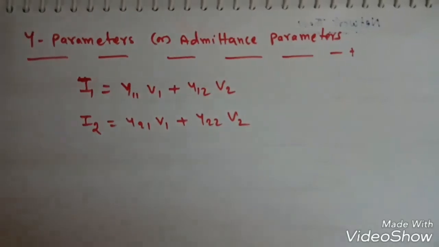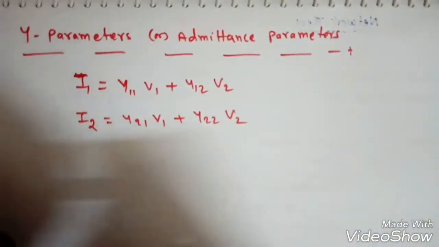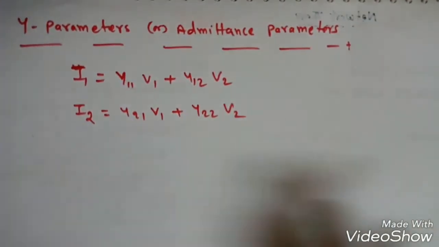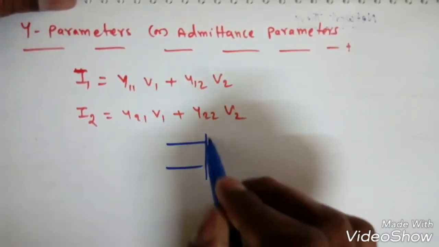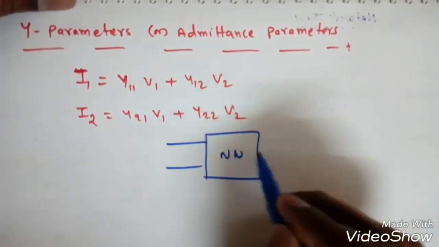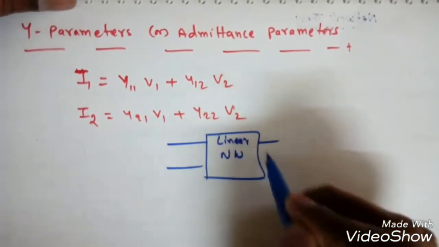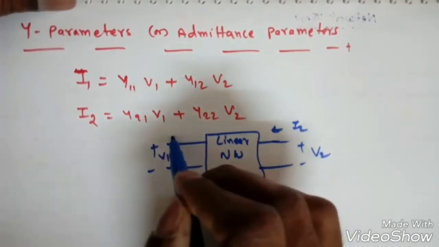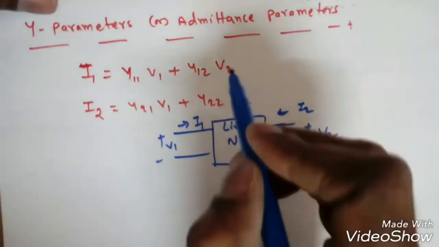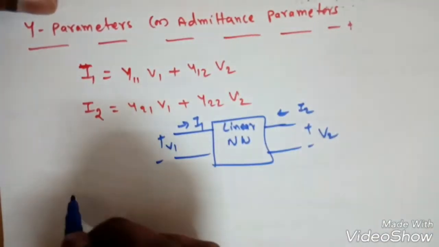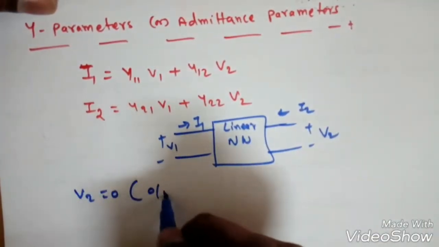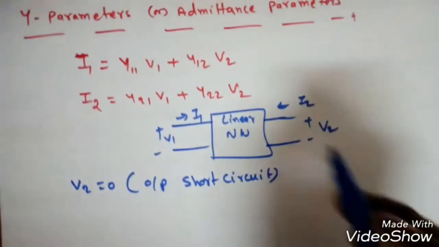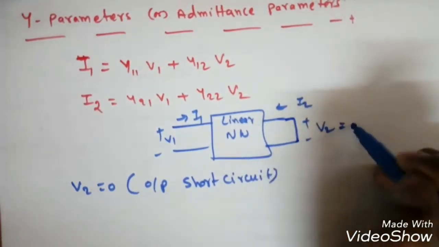Now we will see the Y parameters, generally called admittance parameters, or also called short circuit admittance parameters. Why is it called short circuit? Now we will see. Suppose there is a network, it is a linear network. So this is V2, I2, V1, I1. Now in the first case if I make V2 equal to 0, that means we are making the output short circuit. So this is a short circuit, that means V2 equal to 0.